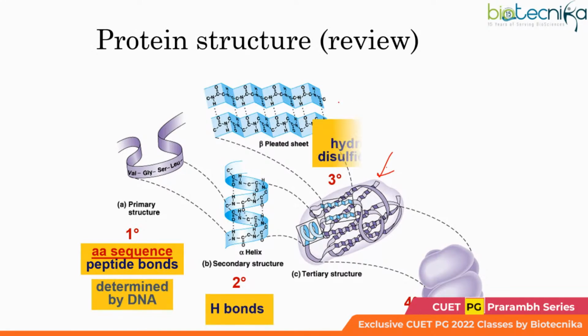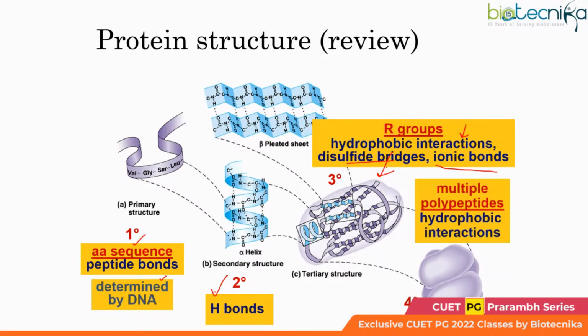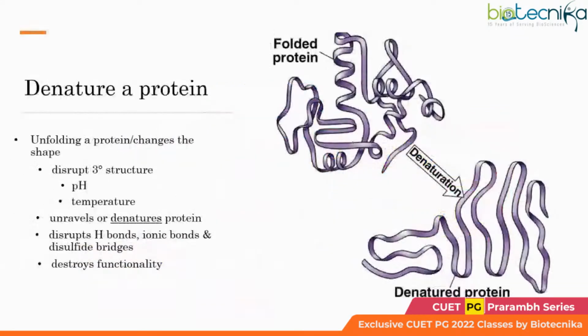Okay. So as I told you, the secondary structure is determined by hydrogen bonds. Primary sequence is determined by the DNA genetic code. Tertiary structure is stabilized by hydrophobic interactions mainly, apart from the disulfide bridges, van der Waals forces, and ionic bonds. And these multiple polypeptides are also almost the same, the same type of bonds.